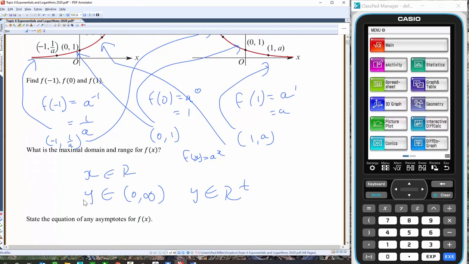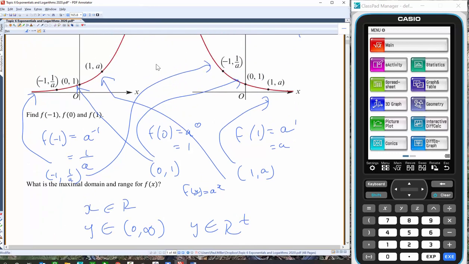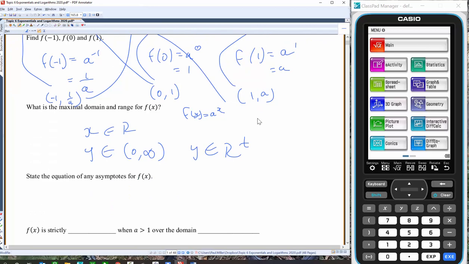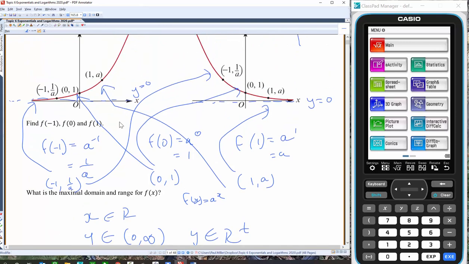State the equations of any asymptotes. So as x gets increasingly negative, this line here is going to get closer and closer and closer, but never actually touch it. So it's going to have an asymptote at y equals 0, and it's going to do the same thing over here, y equals 0. So y equals 0 is the asymptote for both versions of those graphs.